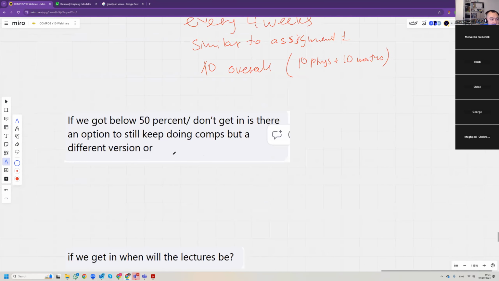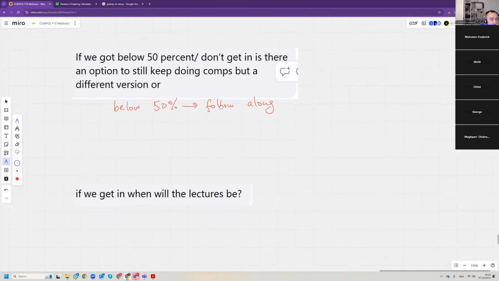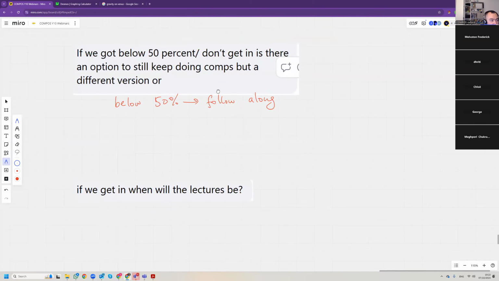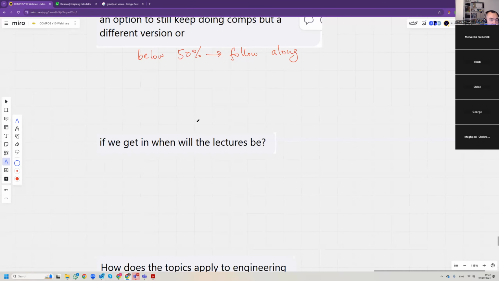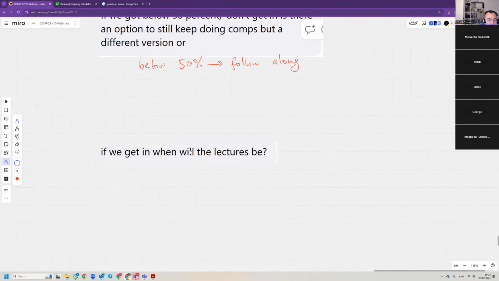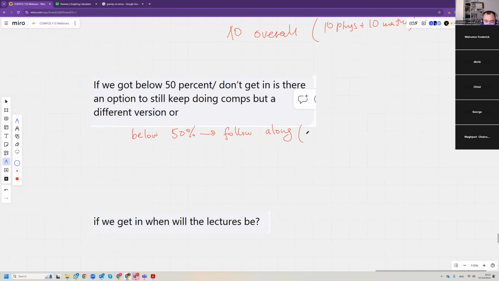If you get below 50, you have the option to keep doing COMPOS but a different one. Yes, below 50, you can follow along. You will get an automatic invitation.